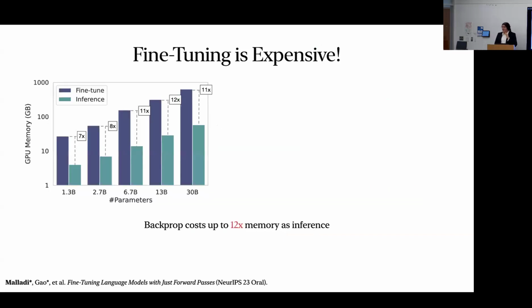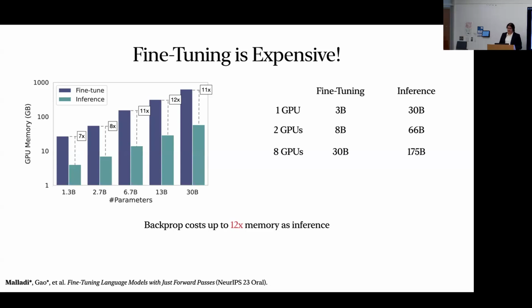Okay, so why do we actually want to avoid fine-tuning? Fine-tuning is surprisingly expensive. Training your model can cost up to 12 times the memory that serving it does, that running a forward pass through it does. To break it down more concretely, with one state-of-the-art GPU, you could fine-tune a 3 billion parameter model, but you could run inference on a 30 billion parameter model. And of course, the larger the model, it's usually better. This continues as we scale up.